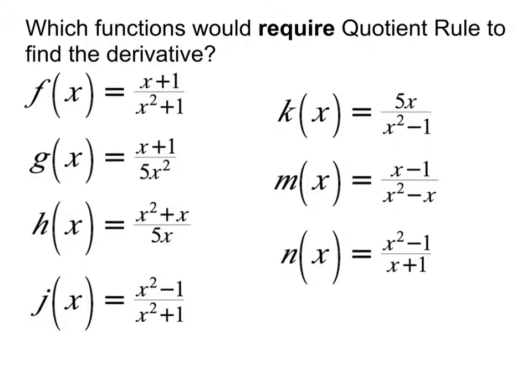So that's what I want to take a look at next, is recognizing when we do and when we don't truly need to use quotient rule. Because sometimes people think it's a messy formula and they'd rather avoid it. So let's see, which of these up here would you have to use quotient rule for?